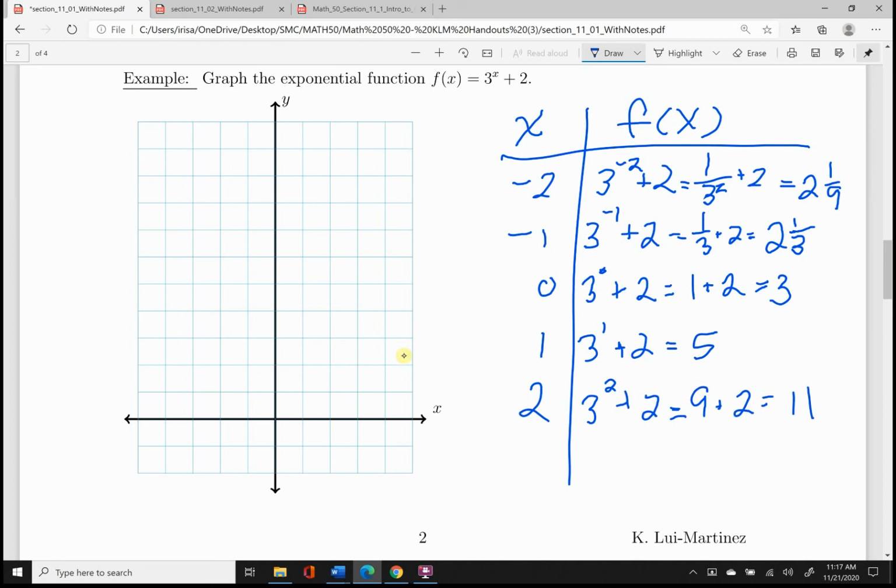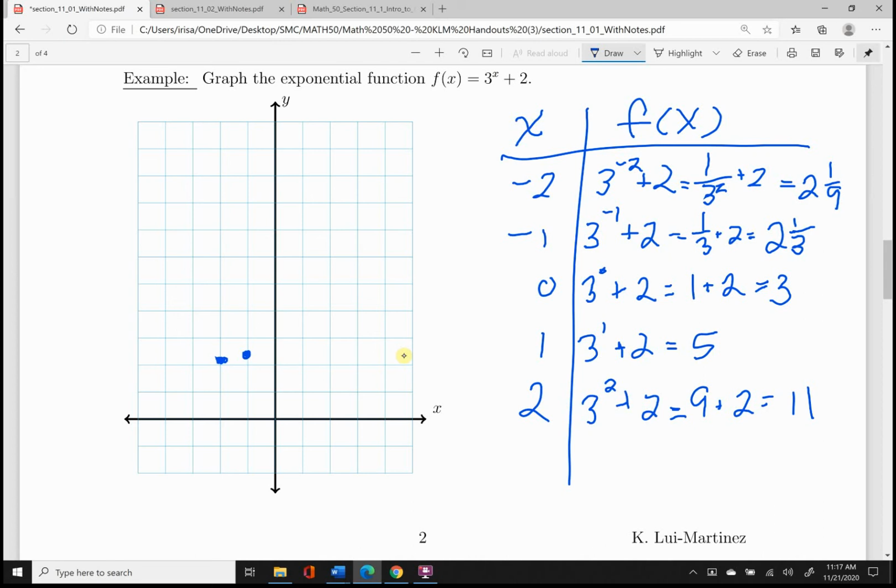2 1/9 being the output on a negative 2. That's going to put me just a smidge over the 2, not quite on the 2. Sorry, let me draw that one more time. So back by 2, up 2, and just a little bit above it, like so. Okay, and then for negative 1, I'm going to be at 2 1/3, so a little bit up from there. Not quite halfway up, but 1/3 of the way up.